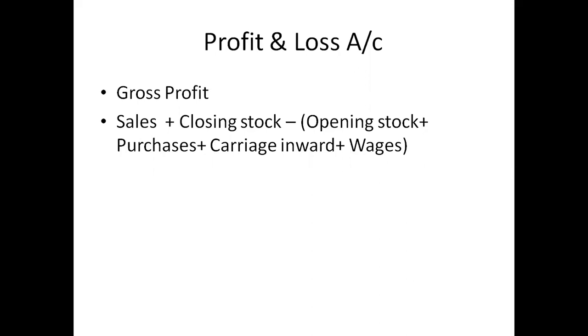Say the direct wages, raw materials, then electricity, etc., which are directly related to the production of the materials, the opening stock, the closing stock, the purchase of raw materials, the carriage inwards, etc. Now, from that we get the gross profit.